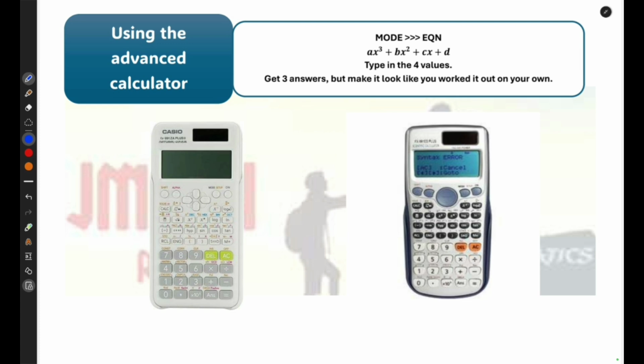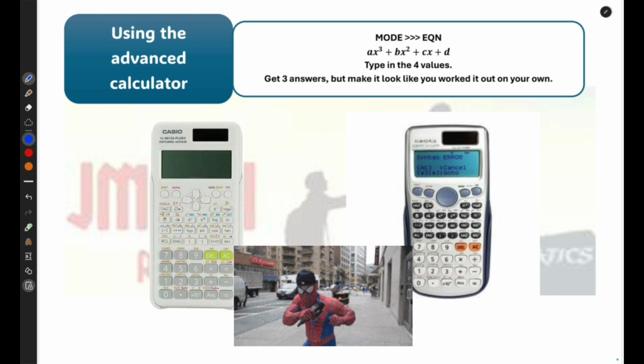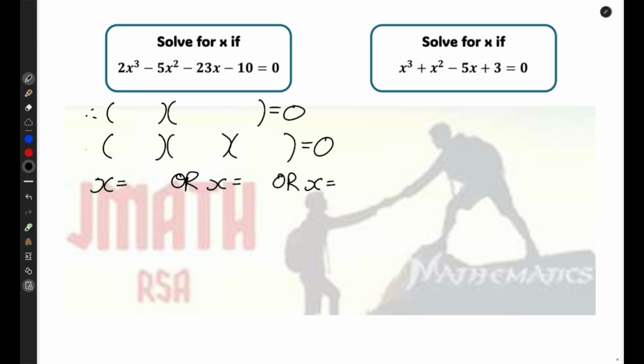So let me show you that. But with great power comes great responsibility. Yay, Peter Parker. So please watch out. You can get all the answers and still not get full marks. So make sure you know how to write it correct on paper. So if you have the calculator, you must let it look like you did not use the calculator.